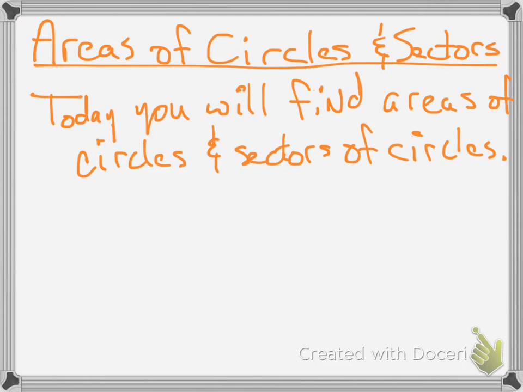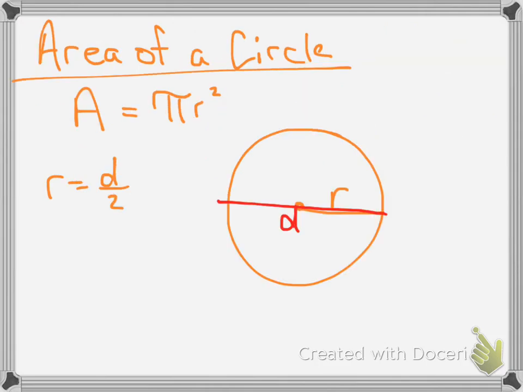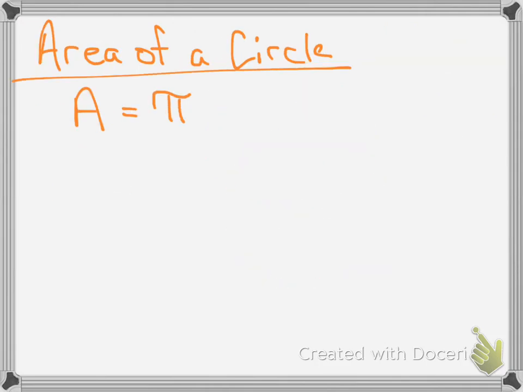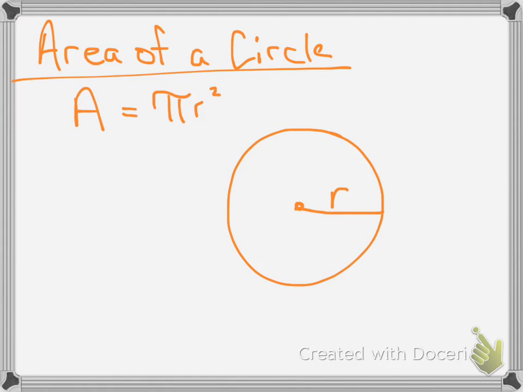Alright, so let's start off with something simple, shall we? Something that you should know from middle school, the area of a circle. So you should know that the area of a circle is pi r squared. So we would look at the radius. The radius again is that length that is from the center of the circle to any point on the outer edge of the circle.